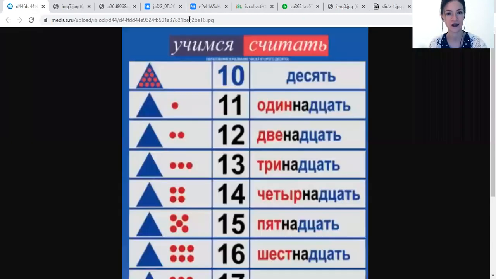I will also put an accent here. So let's start. 10. Then, if you want to count from 11 until 19, you just add нацать. But be careful because this d in the middle we never pronounce. We write it, but we never say it. So, одиннадцать.